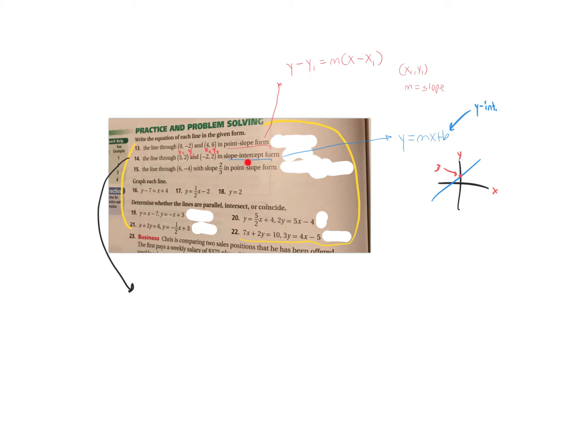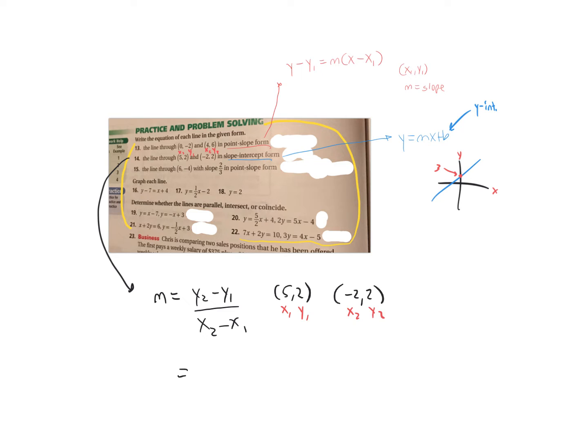Okay, looking at problem number 14. We want this one to be in slope intercept form. We're still going to have to find the slope though. So we could say m equals y2 minus y1 over x2 minus x1. There are 2 points to deal with: 5, 2 and -2, 2. Let's label the first point x1, y1, and the second point x2, y2.